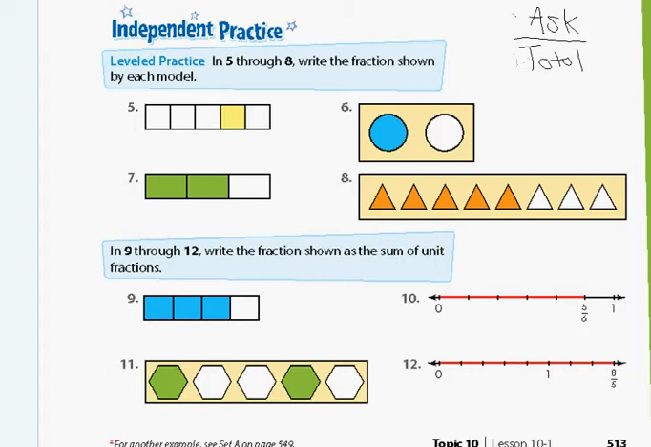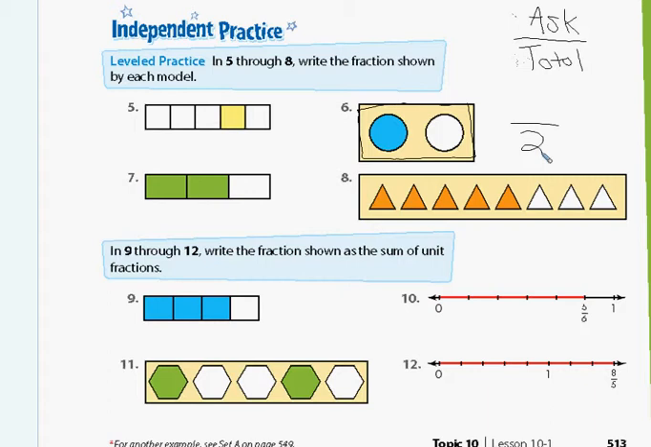No, that's not how many total parts there are. How many total parts are there, Allison? 2. There's 2 total parts. This whole right here is broken down into 2 parts. So that's going to be my denominator. Okay. How many parts are shaded blue?